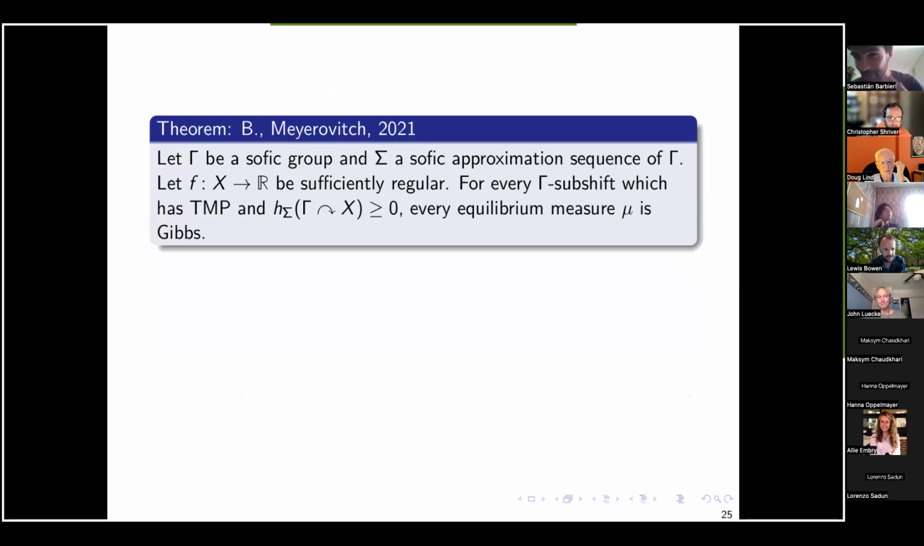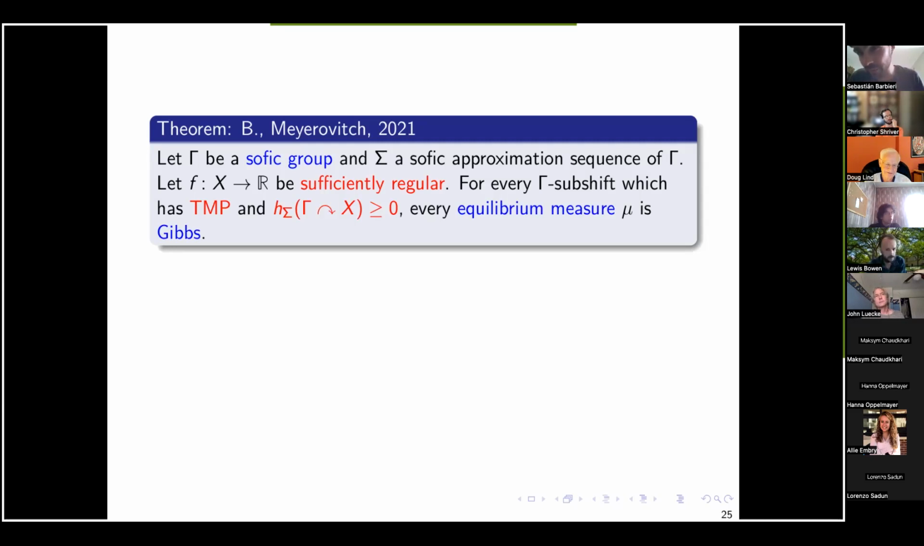All right, so let me go back to the theorem. I have a sofic group, I have a sofic approximation sequence, I have a function which is sufficiently regular. I'm claiming that every subshift which has some mysterious property called TMP and positive topological sofic entropy, which I haven't defined, then every equilibrium measure is Gibbs. So the things that are marked in blue I have defined. I've told you what a sofic group is. I've told you what an equilibrium measure is. I've told you what Gibbs is.